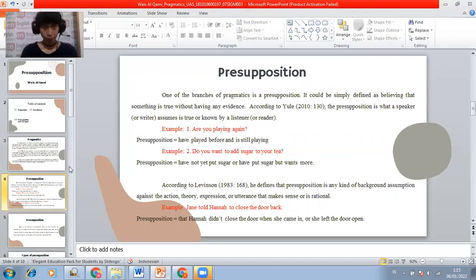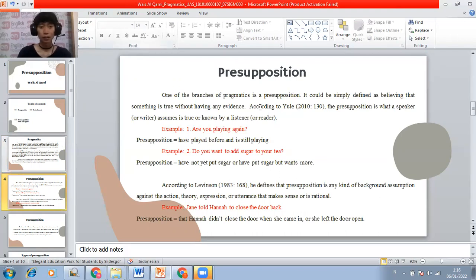Presuppositions. So people might wonder, what is a presupposition? One of the branches of pragmatics is presupposition. In short, it could be simply defined as believing that something is true without having any evidence. According to Yule, 2010, page 130, again The Study of Language, the presupposition is what the speaker or the writer assumes is true or known by a listener or the reader.